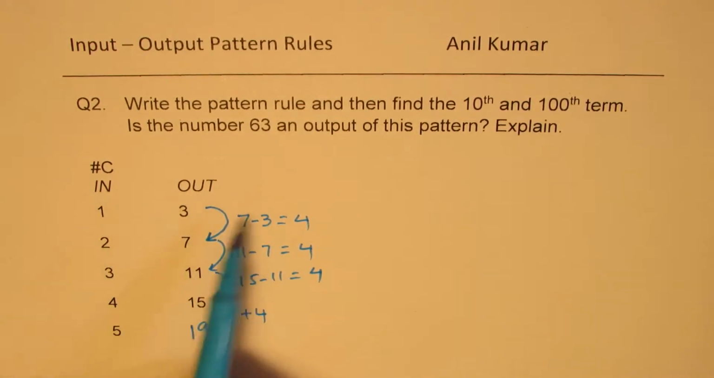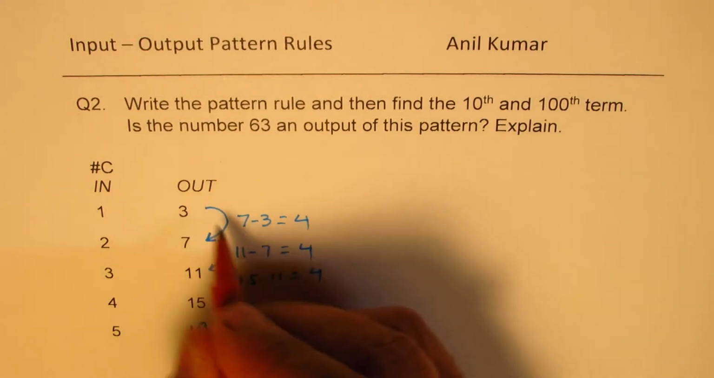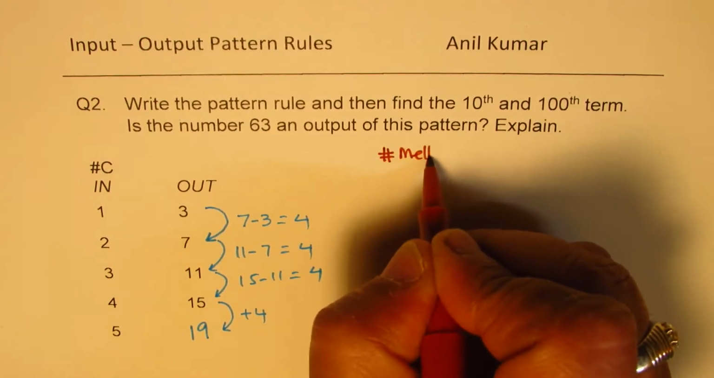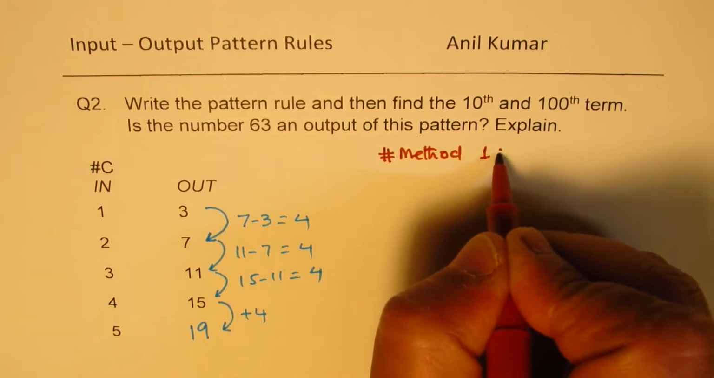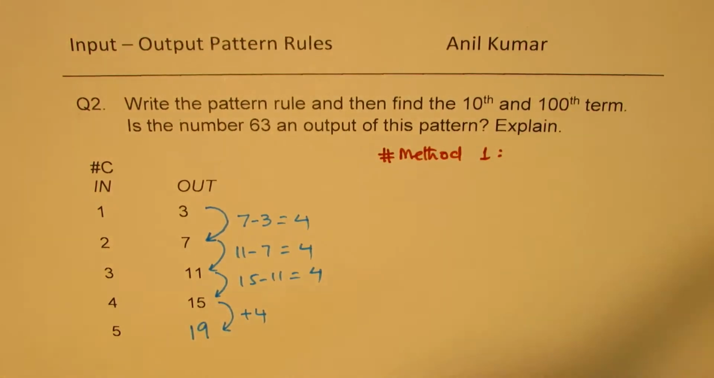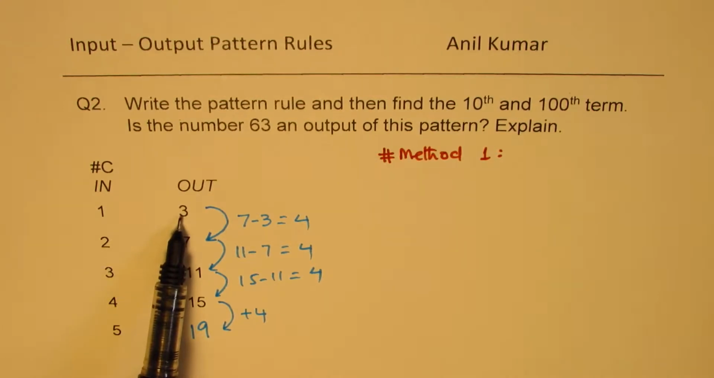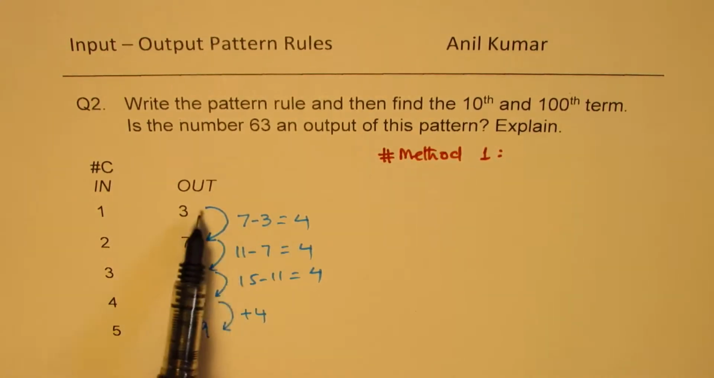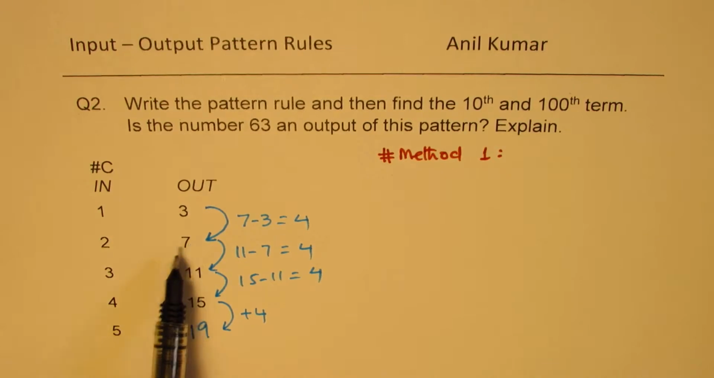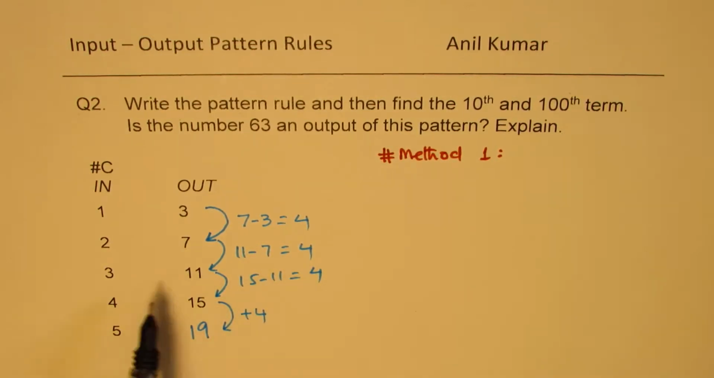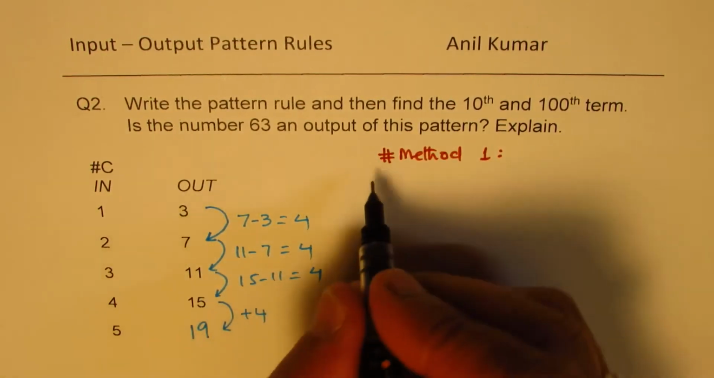Now from here, you can actually write the pattern rule. So we'll learn two methods of writing pattern rules, right? So let me call the first one method 1. In method 1, let us see the first number. When the first number is 3, you are adding 4 to it to get the second term, right? And then again you add 4. So to reach the third number, you add 4 two times. You get the idea, right? So you start at 3, basically.